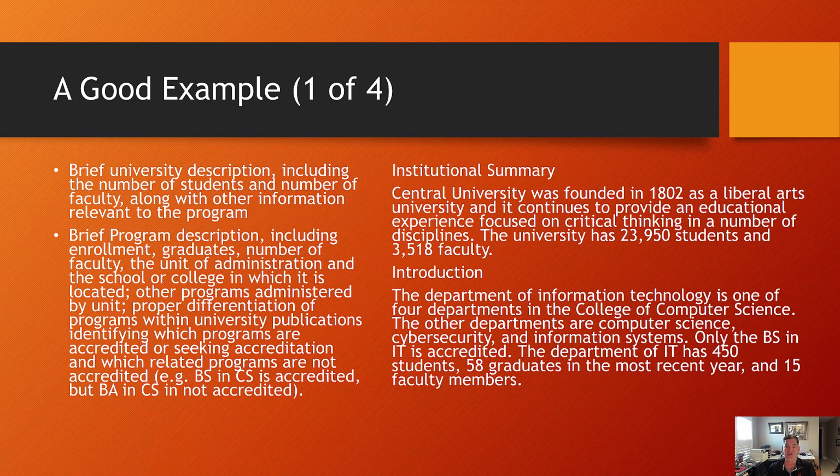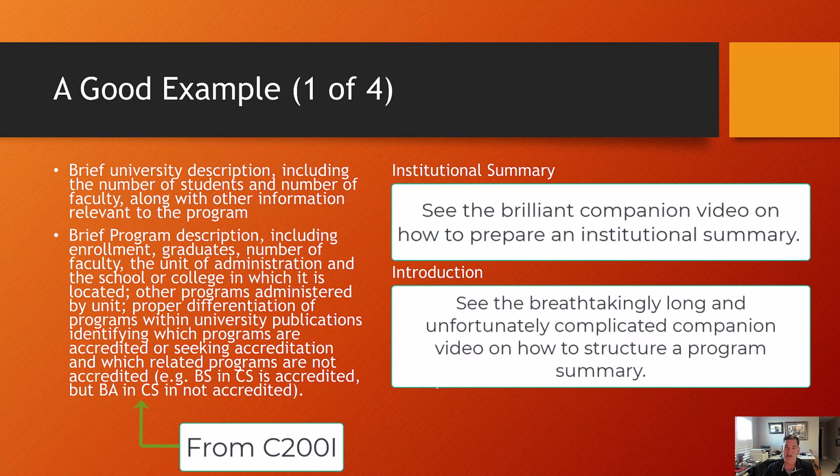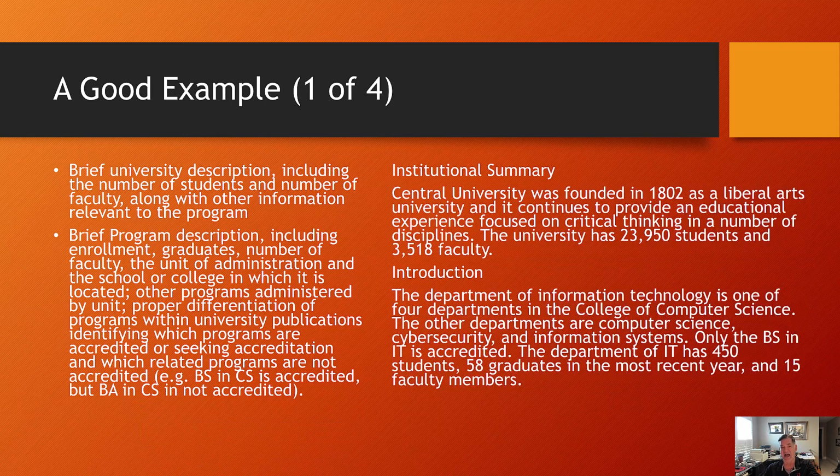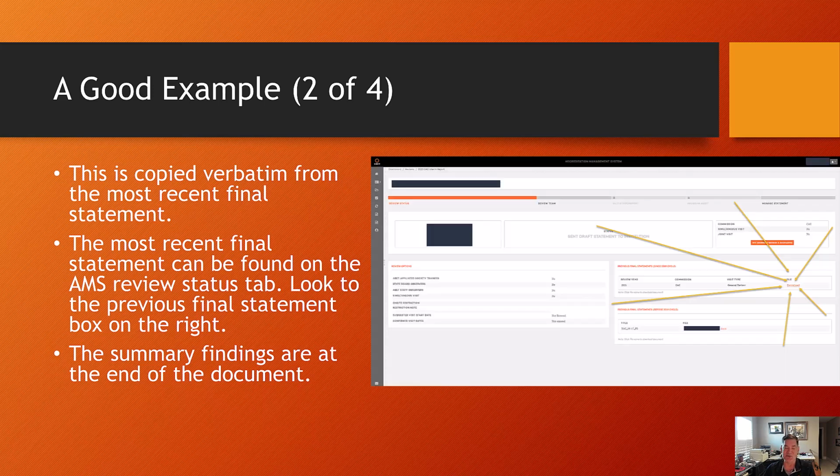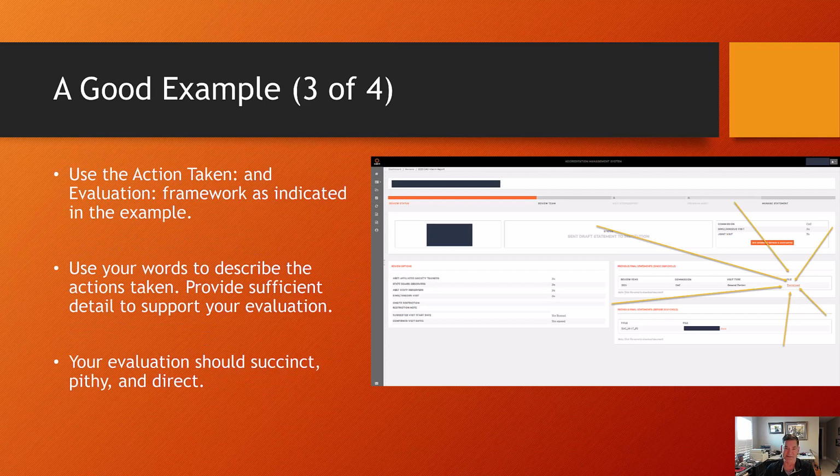All right, so here's a good example. Here's an institutional summary. Again, we've got a whole video talking about how to do that. Here's a program introduction, also with a whole video on how to do that. And you can see the guidance over there on the left. In this case, we've got one program weakness. It's criterion for continuous improvement. Big surprise, as that's the criterion quoted the most often. And we're just going to copy it in from the very end of the previous evaluation final statement.